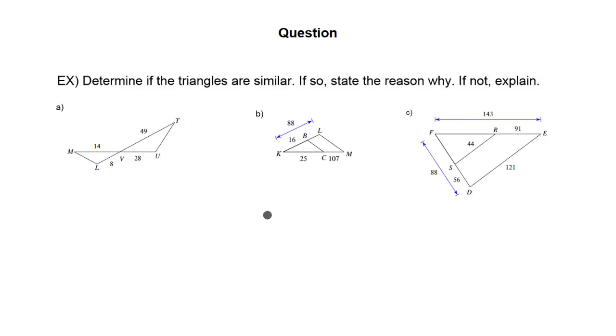This question is asking us to determine if the triangles are similar or not. And if they are similar, we have to write why they're similar. So we're going to pick from three different theorems. One that could work would be side, side, side. Another is angle, angle. And then the third one will be side, angle, side.